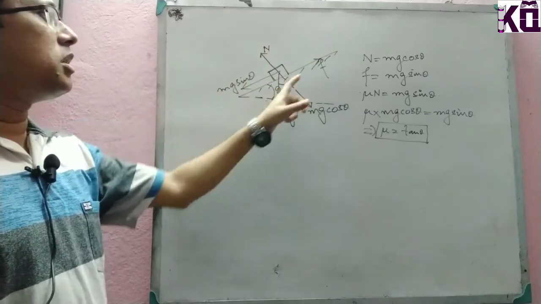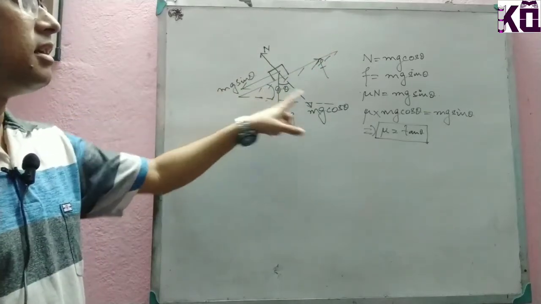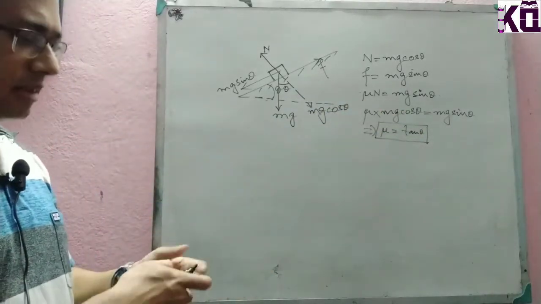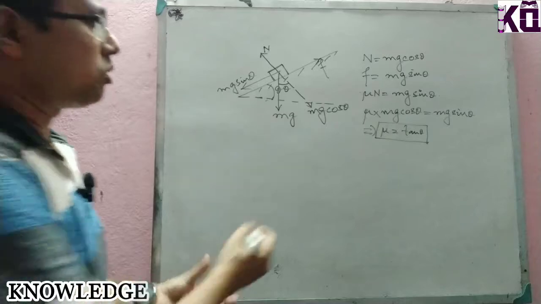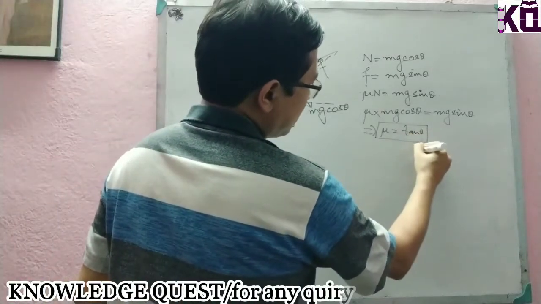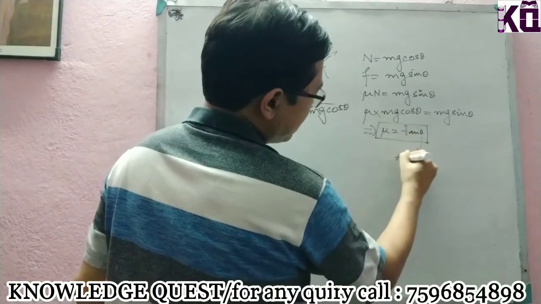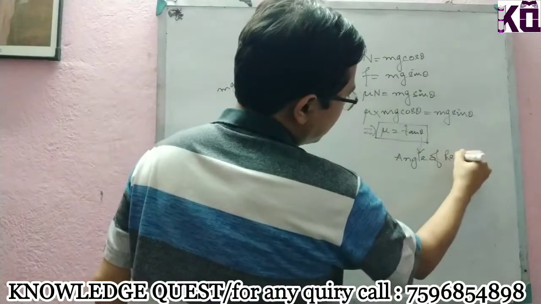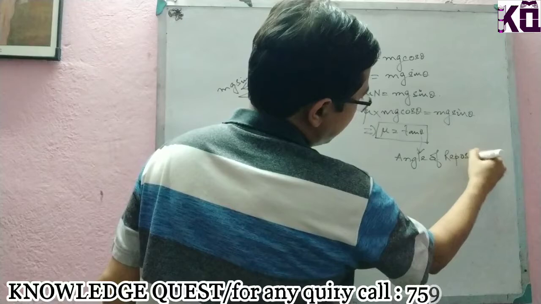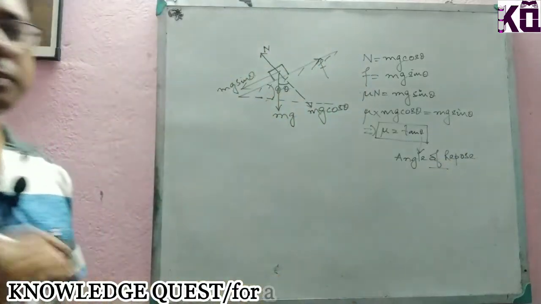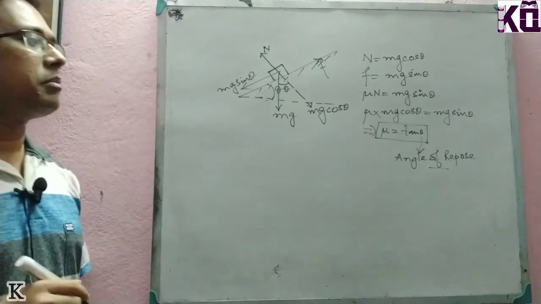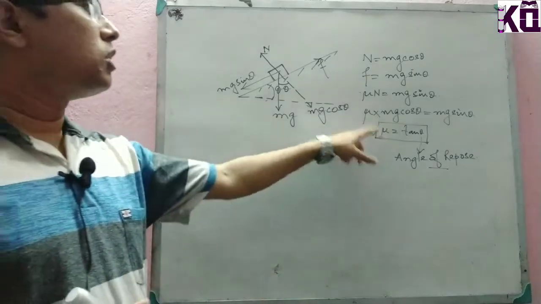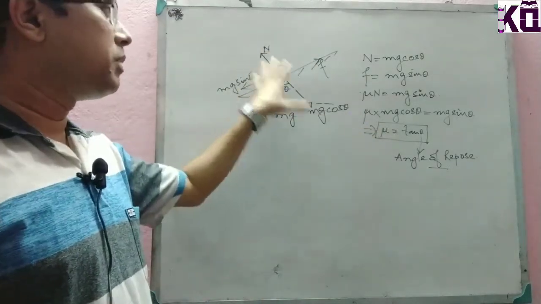At that particular position, whatever be the angle theta, this particular theta has a special name, which is called the angle of repose. This theta is basically called the angle of repose. This particular angle has a special name, that is angle of repose, and tan theta of that one must be equal to the coefficient of friction between these two.